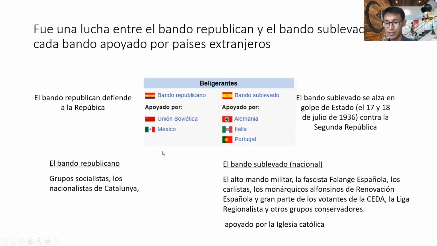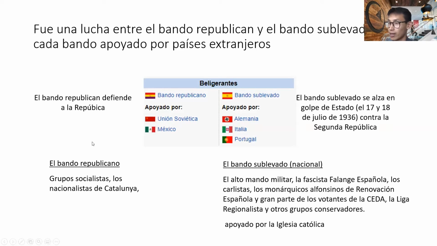Let's look very quickly at who was fighting against whom. You have the Republican band on one side, which was trying to defend the Second Republic of Spain. On the other hand, you have the bando sublevado. They had a coup in 1936 against the Second Republic. And then we'll talk a little more about why they were not happy with the Second Republic.